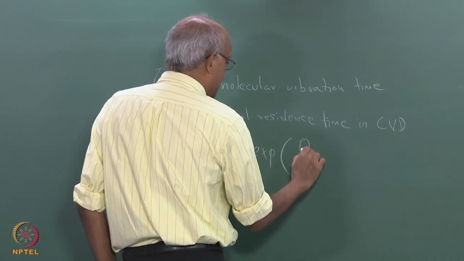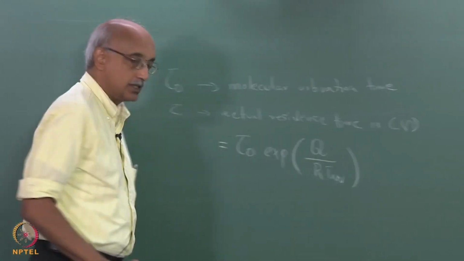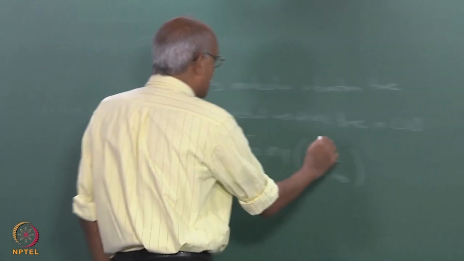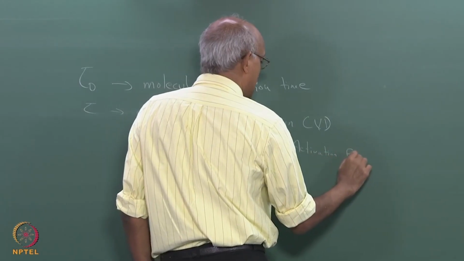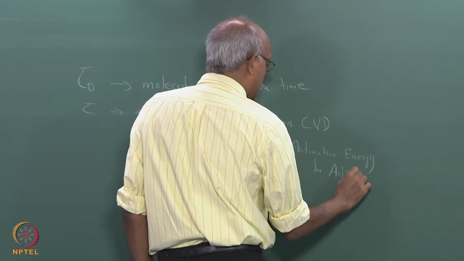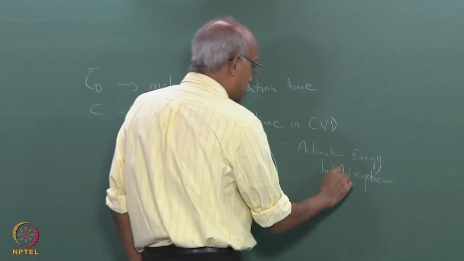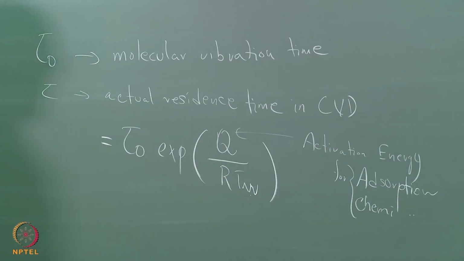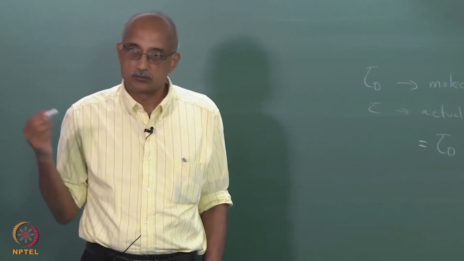exponential of some Q over R T w, where T w is the temperature of the substrate, and Q is an activation energy for adsorption or chemisorption. So, this tau is going to be greater than tau 0 by some value.